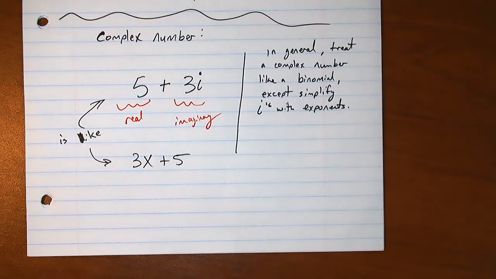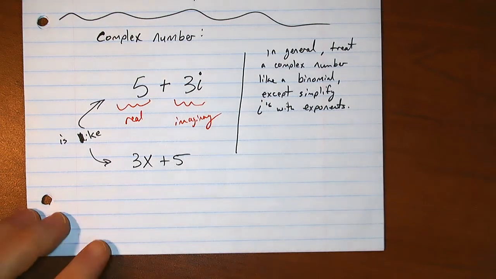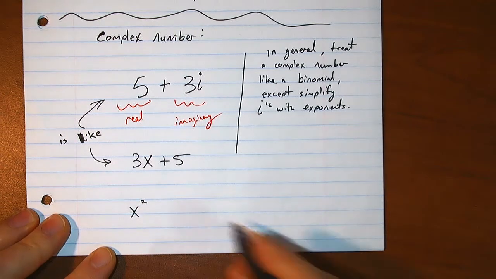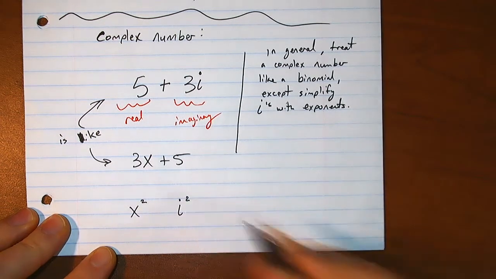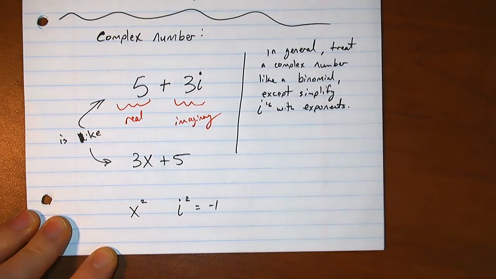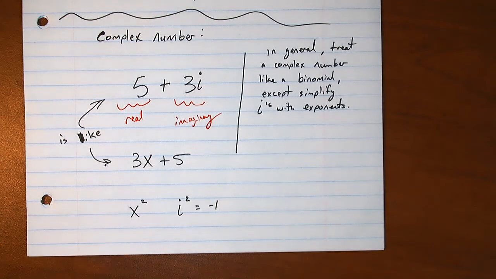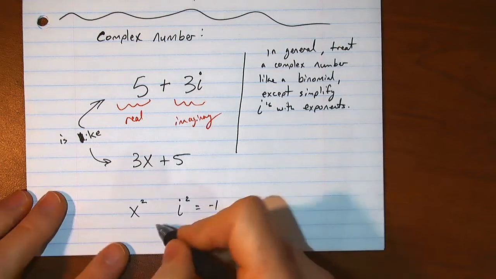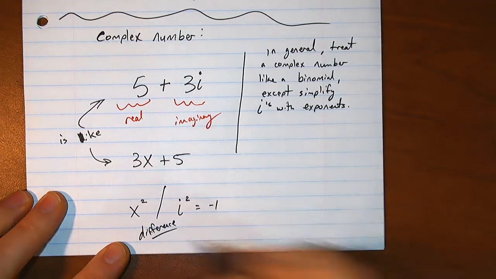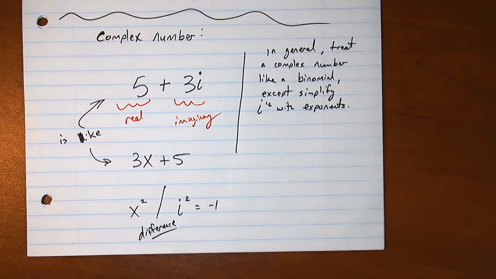So when you think about all the things we learned how to do with polynomials, it's going to be all the same stuff, except with a polynomial, having this was okay. With a complex number, having this is not okay. We're going to turn that into a -1. That's really the main difference right there. Other than that, everything we know about polynomials is exactly what we'll do.